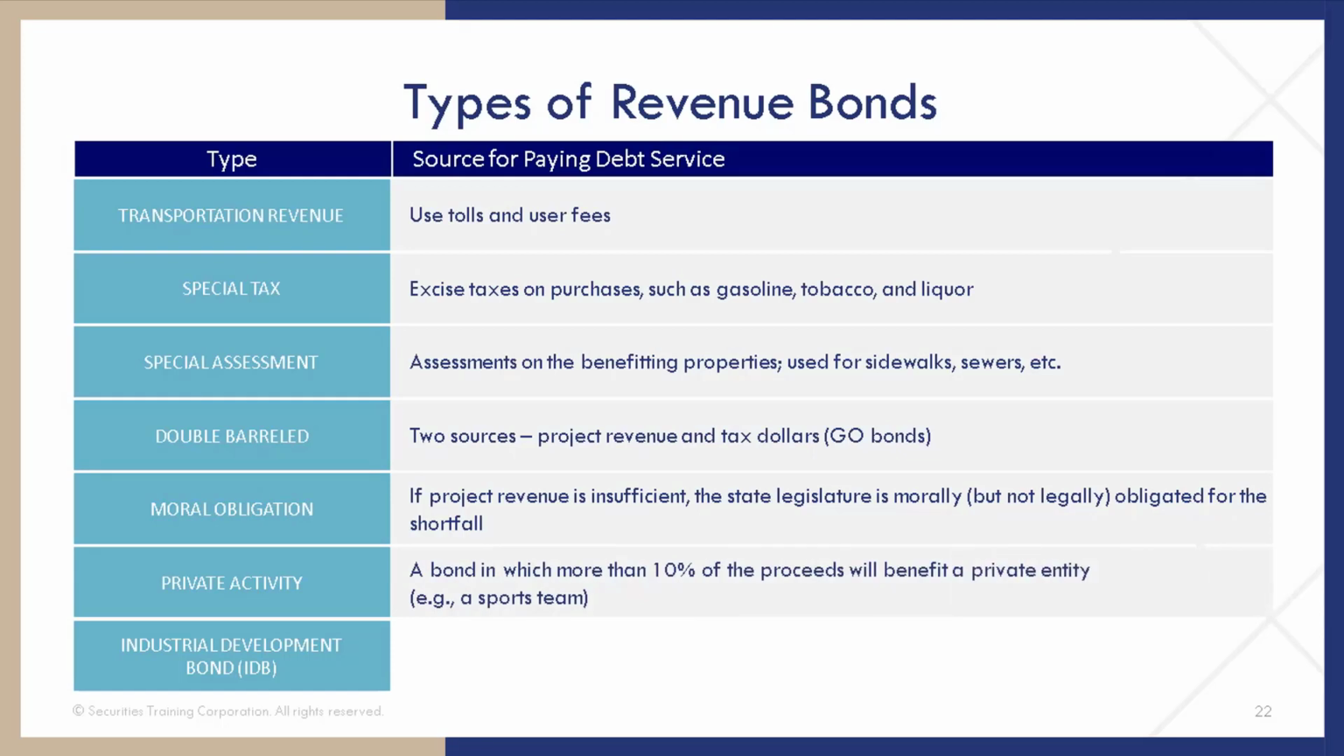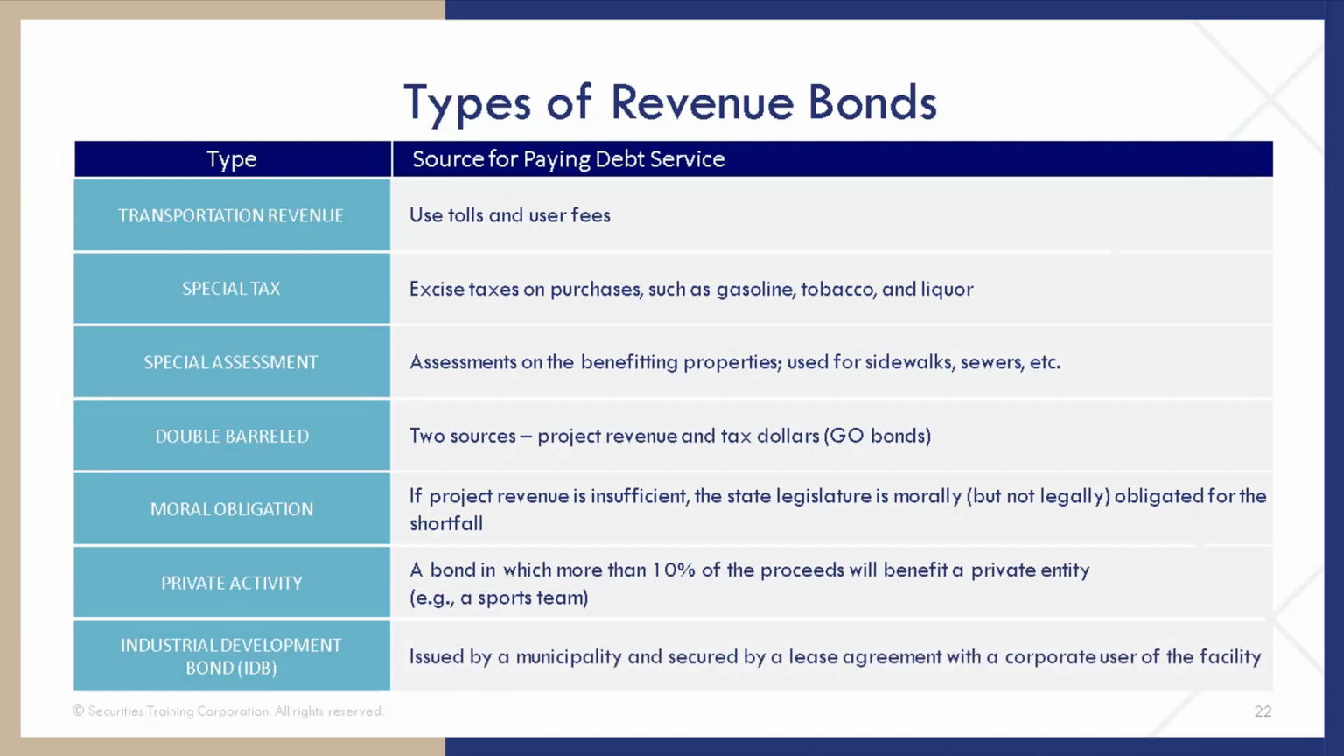Private activity bonds are bonds generally in which more than 10% of the proceeds will benefit a private entity rather than really being for public use. And related to that, to an extent, are industrial development bonds. They're issued by a municipality, but to build a facility for a corporate user.